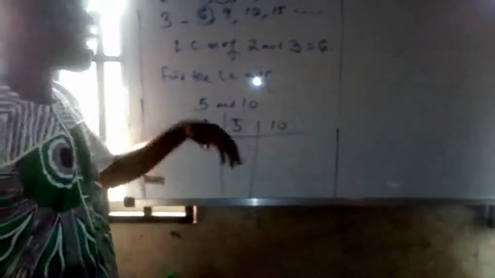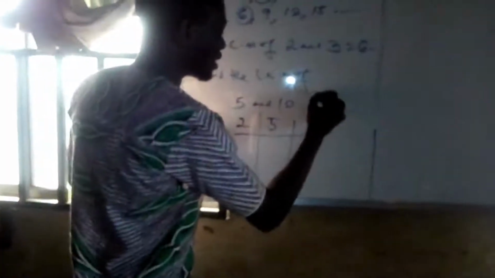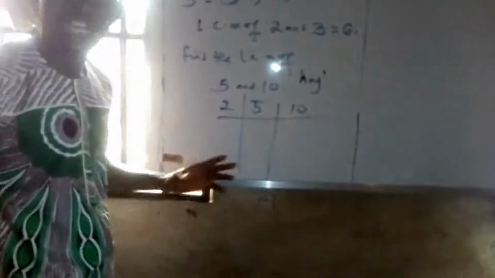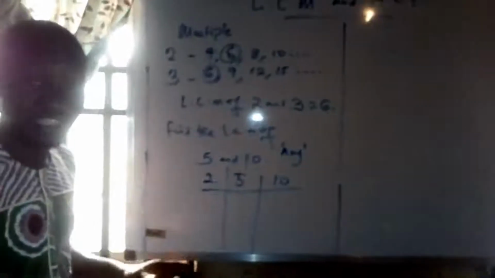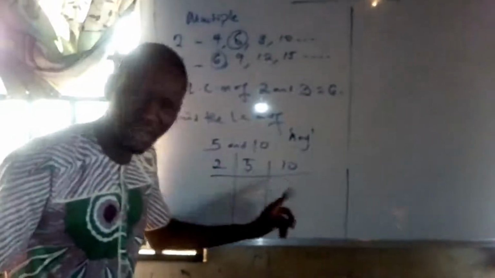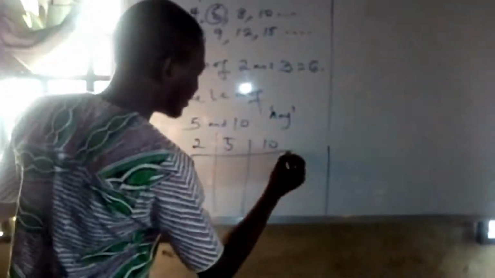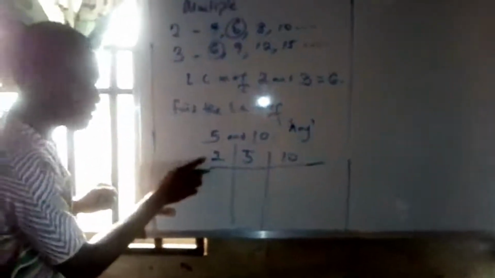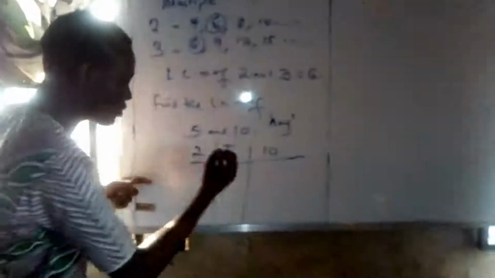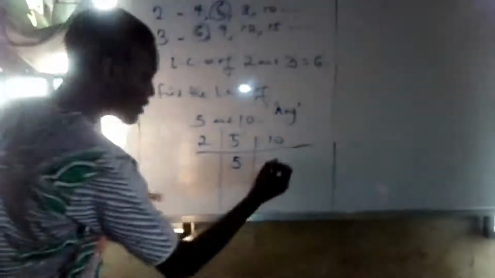One thing before I go on: for this method, for LCM, the rule is "any". It means that when we're dividing by 2 or any other prime number, you must make sure the number you're using to divide can go in any of them. It's not compulsory that you divide both of them, but if you divide one of them, then we're good to go. So I'll start with 2. 2 in 5 is impossible, so I'll bring back the 5. 2 in 10 is 5, since 2 times 5 is 10. So that will be 5.